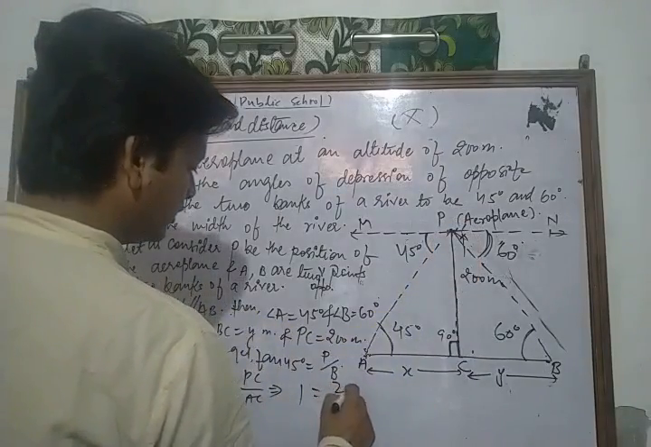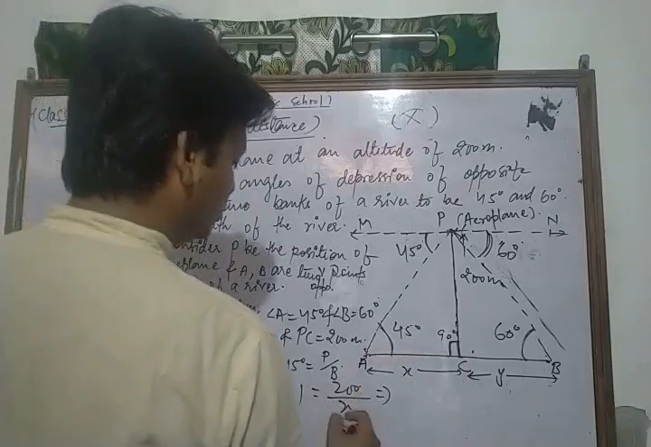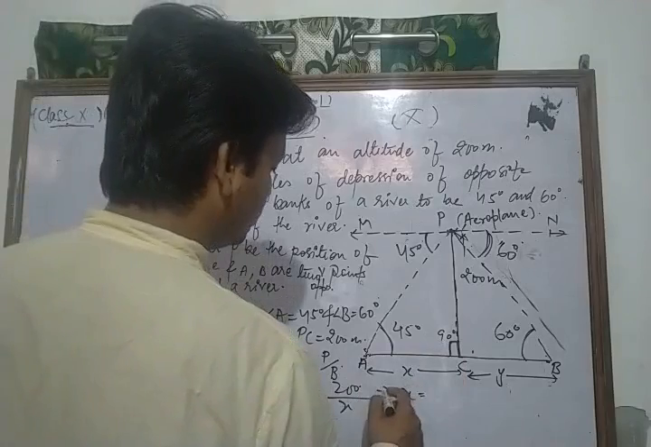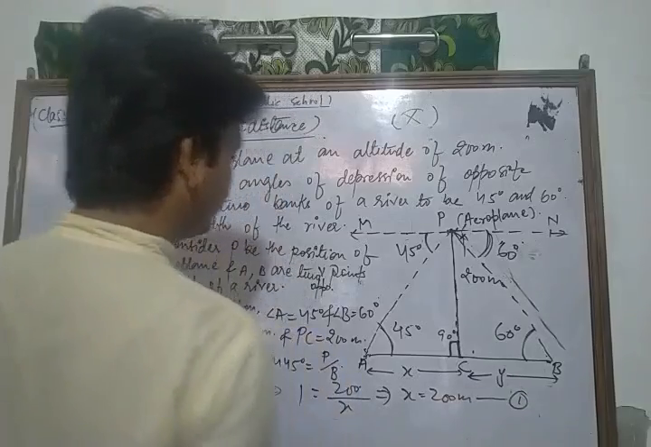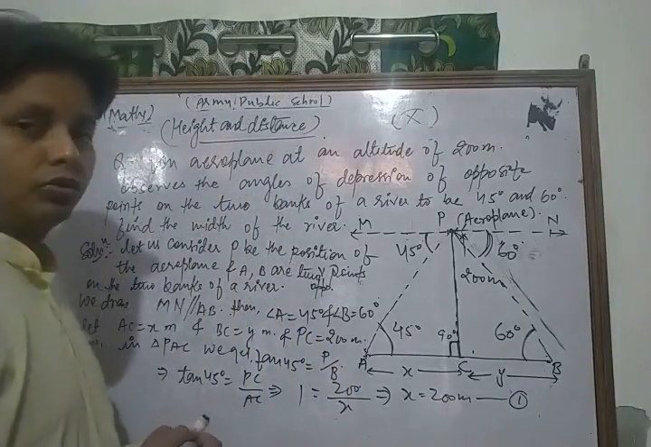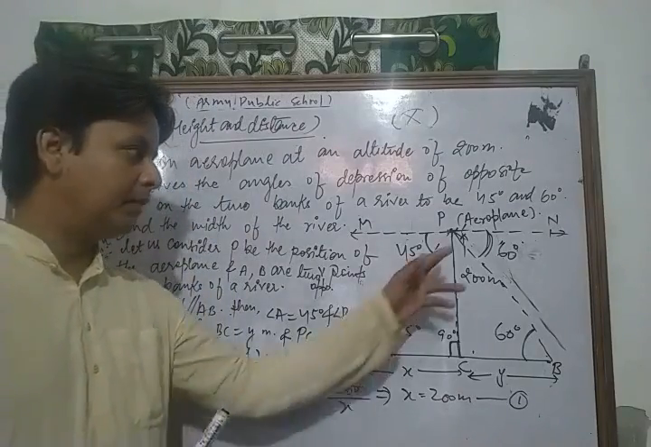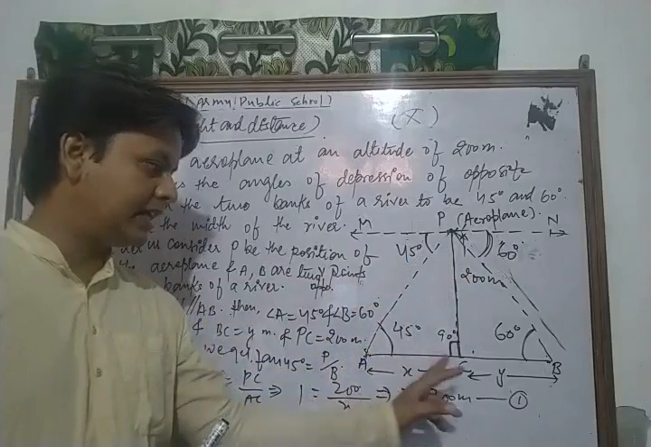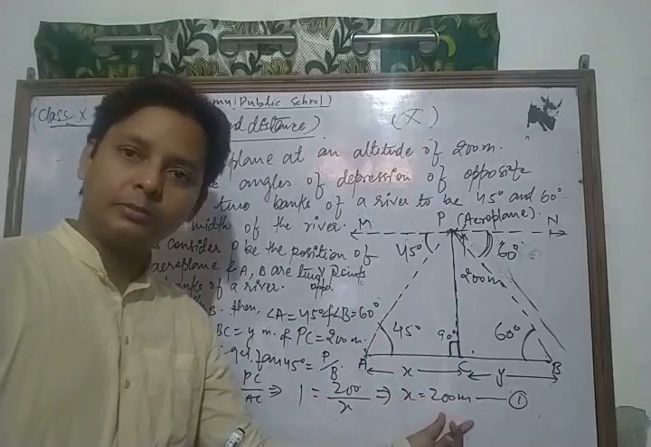So 1 is equal to PC, which is 200, upon AC, which is X. Now we do the cross multiplication, so X is equal to 200 meter. Take this as equation number 1. So, dear students, in this way, with the help of triangle PAC, we find the value of X, which is 200 meter.